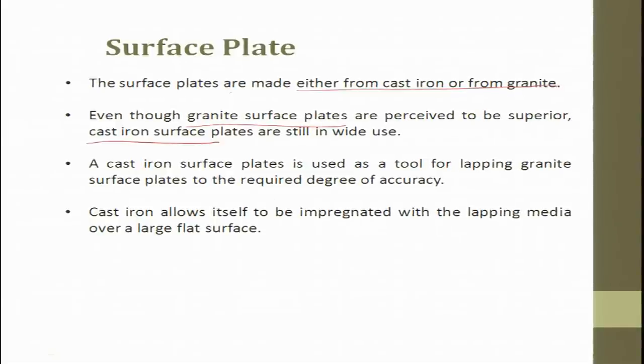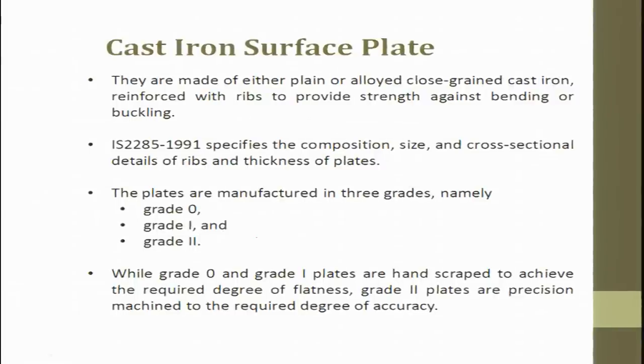The cast iron surface plate is used as a tool for lapping granite surface plates to the required degree of accuracy. Cast iron allows itself to be impregnated with a lapping media over large surface plates. So, we always use these surface plates as a reference plane for measurements. When we talk about cast iron surface plates, they are made of either plain or alloyed close grained cast iron reinforced with ribs to provide strength.